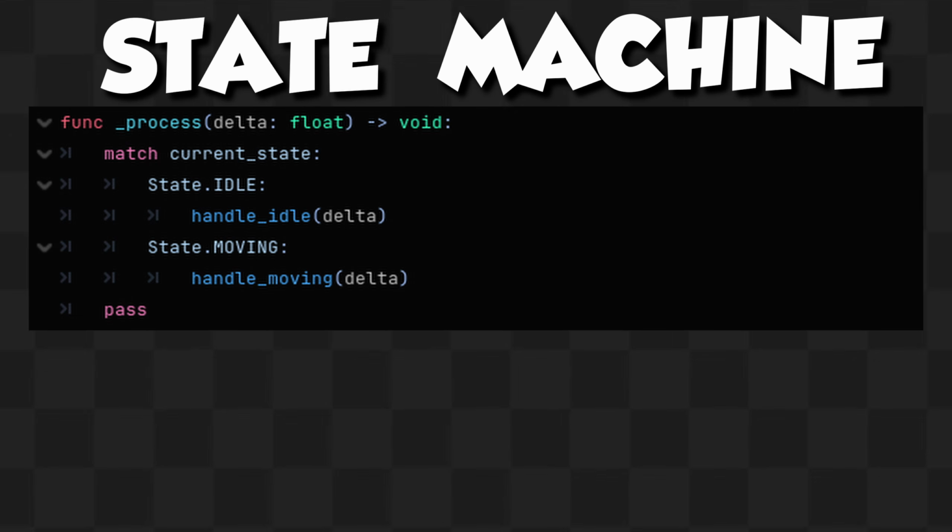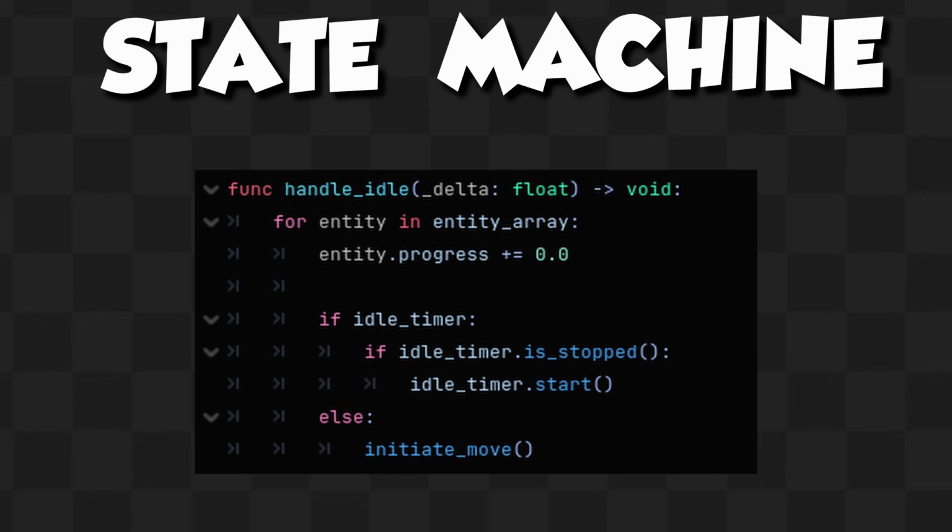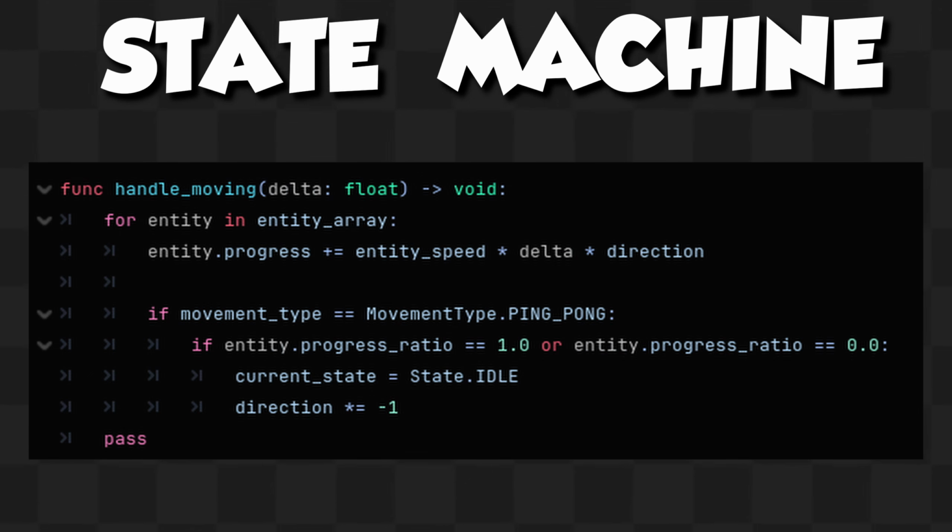Last thing I want to talk about is our really simple state machine. All we have is 2 states, idle and moving. In idle, we want to make sure our entities are not moving. And if we set a value for the idle timer that's greater than 0 seconds, then we start that timer. And once that timer stops, we switch to the moving state. The moving state's also really simple. All we're doing is we're moving our entities across the path based on our speed. But if our movement type is ping pong, we want to reverse our direction once our entity reaches the ends of our path.